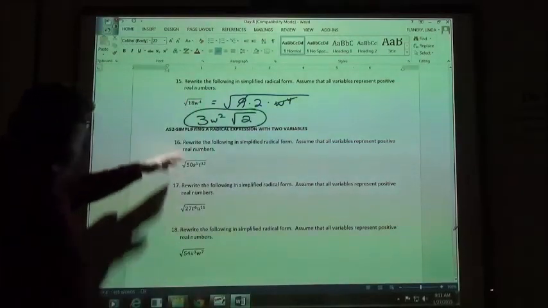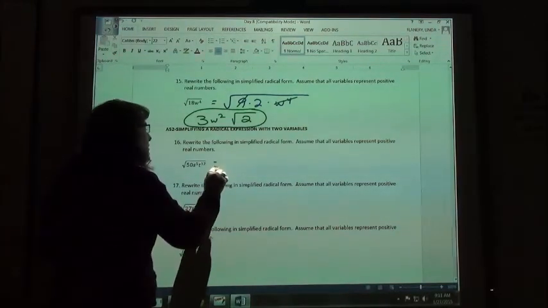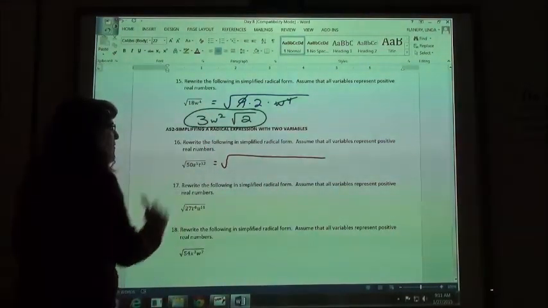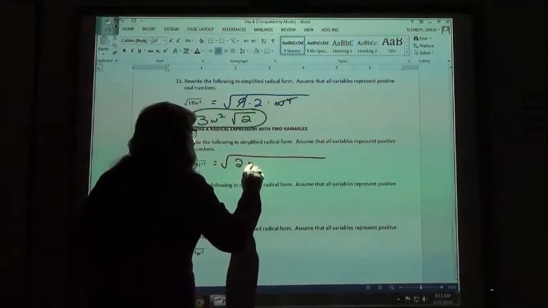Now we're going to get a little bit longer. Notice that now we have some exponents that are odd. If our exponents are odd, we factor out one of the variables, which leaves me an exponent that's even that I can simplify. So with number 16, my 50 is not a perfect square. What's the biggest perfect square that divides into 50? 25. So I'm going to make 50 25 times 2.